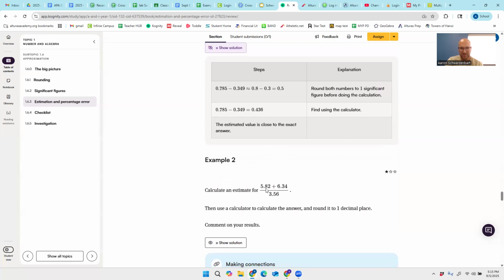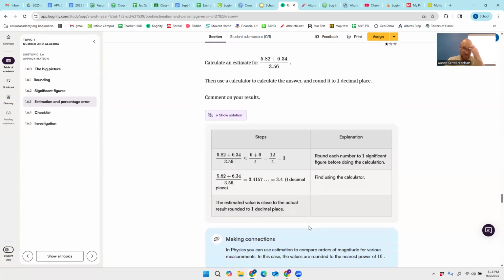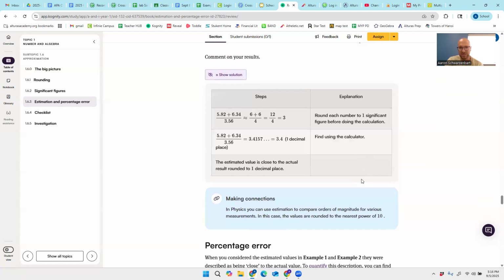Calculate the estimate for this. I would do 6 plus 6 is 12, divided by 4 is 3. It's going to be a little above 3 because you're dividing by something that's less than 4. Doing it in actual with the calculator, you get 3.4, which, yep.